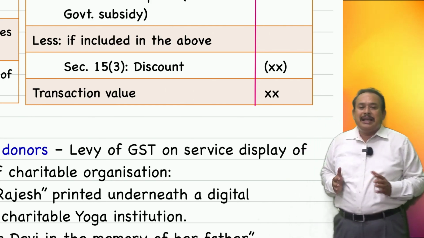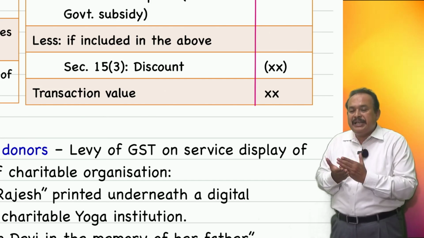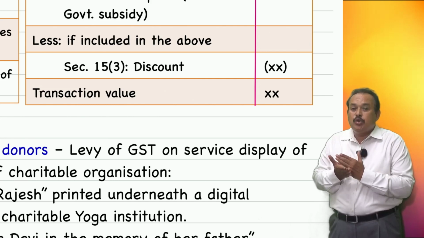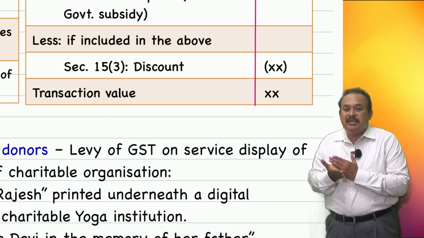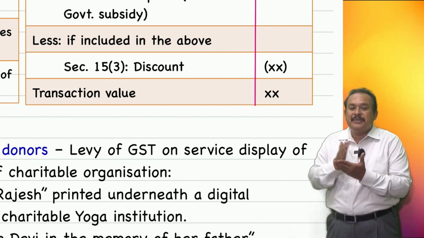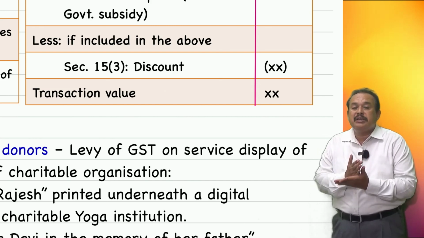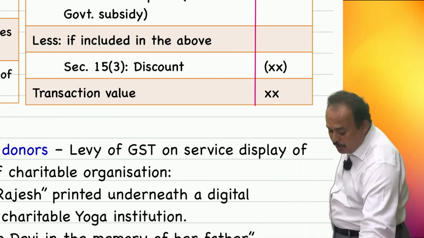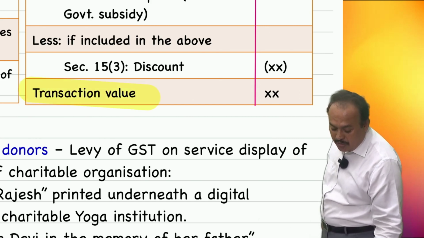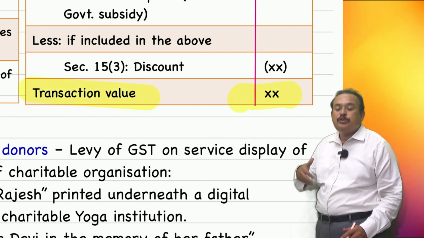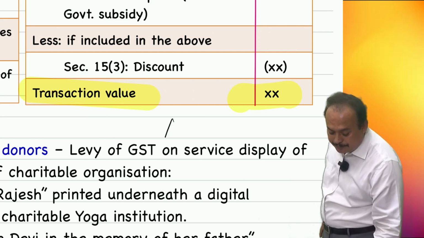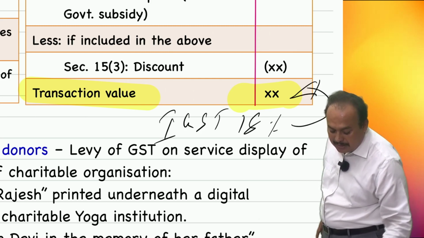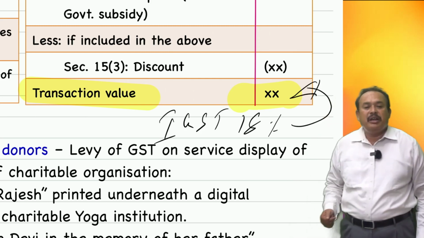So, if you keep this in your mind: section 15 subsection 1 book value, add to that section 15 subsection 2 clause A to clause E if not added, deduct from that section 15 subsection 3 discount wherever allowed to deduct, and arrive at the value. That value finally is the transaction value which is appropriate to pay the GST. If the rate of GST here is IGST 18%, apply 18% on that value to pay IGST.